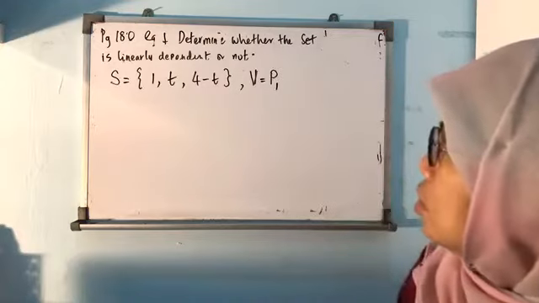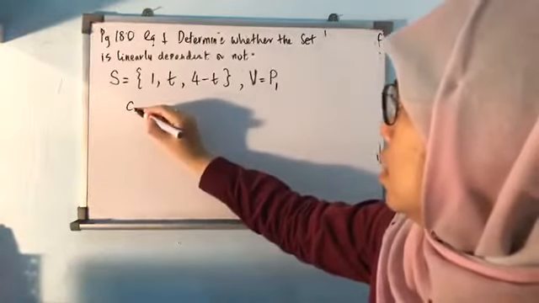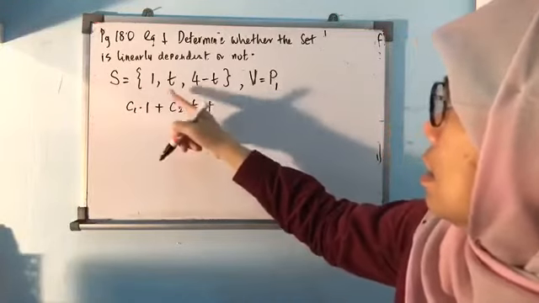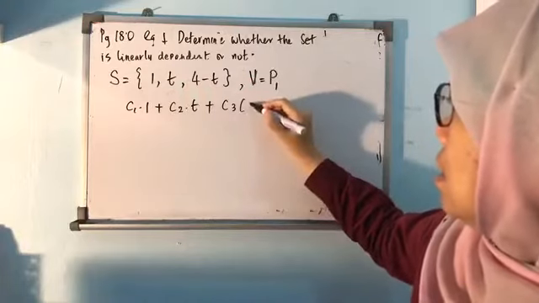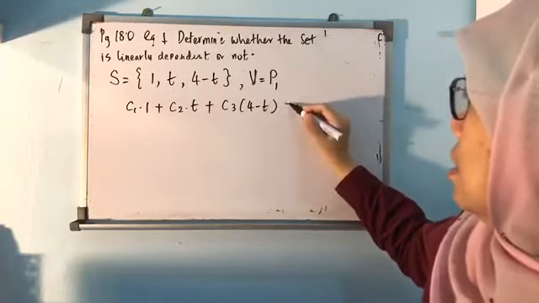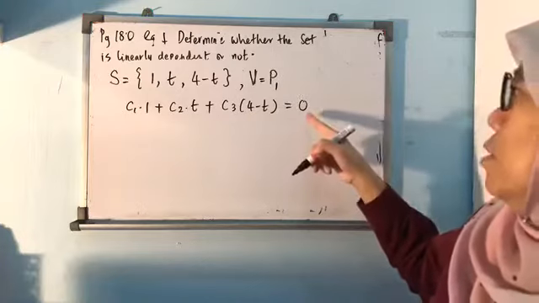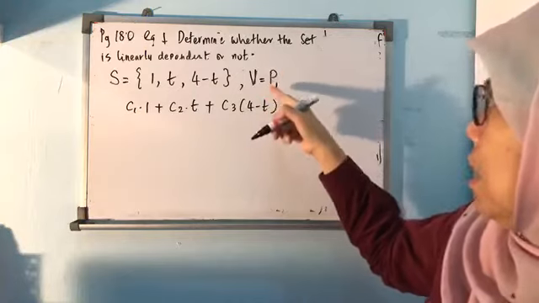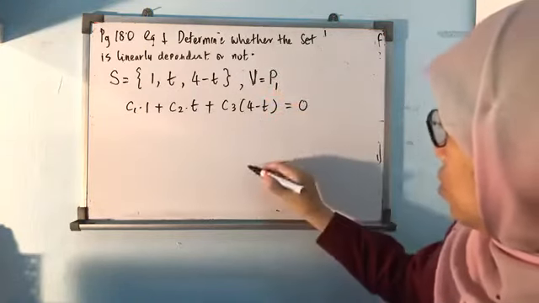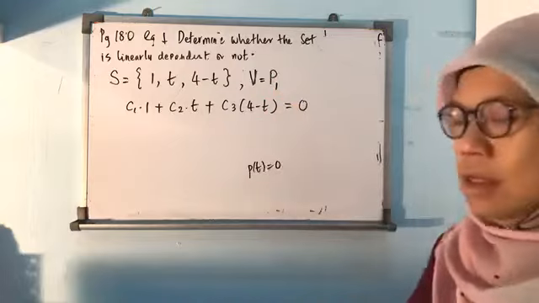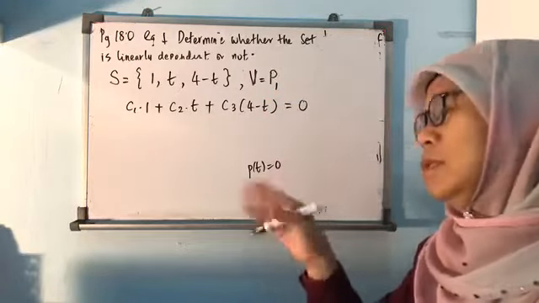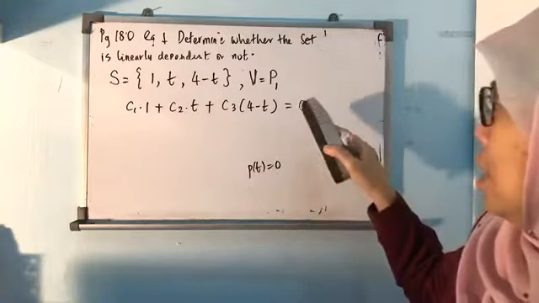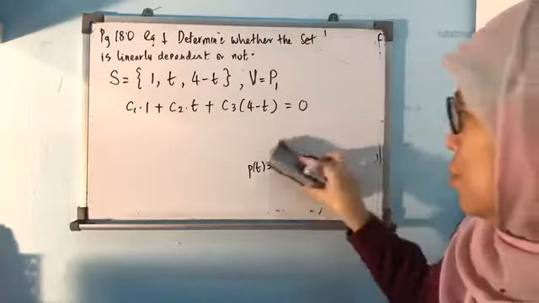Okay, so by definition, we will put C1 times 1 plus C2 times t plus C3 times (4 minus t) equals 0. Okay, the 0 polynomial of Pn is just a polynomial 0. This is the 0 polynomial: 0 times t squared plus 0 times t plus 0. So this is not the number 0. It's a polynomial, which is just 0.